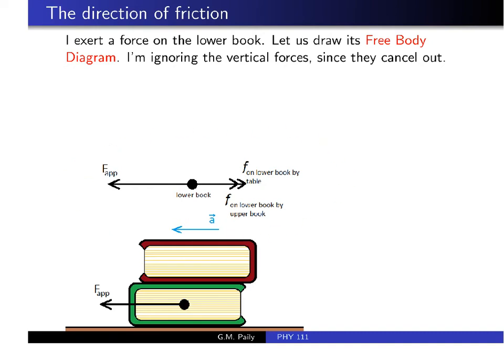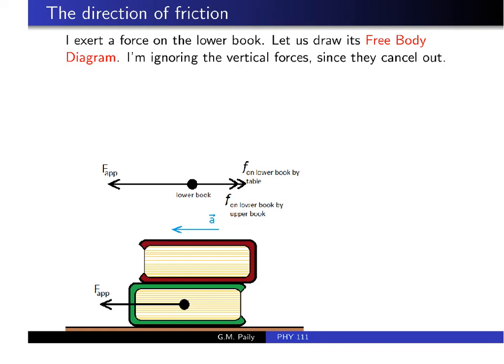There is the applied force, and there are two frictional forces. There is the friction between the table and the lower book, and there is the friction between the upper book and the lower book. And they both oppose this attempted motion, and so they point in the opposite direction to the applied force.